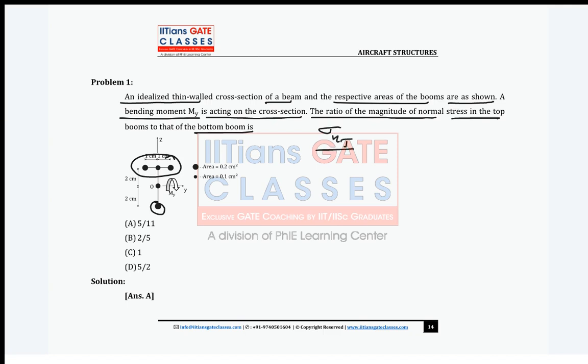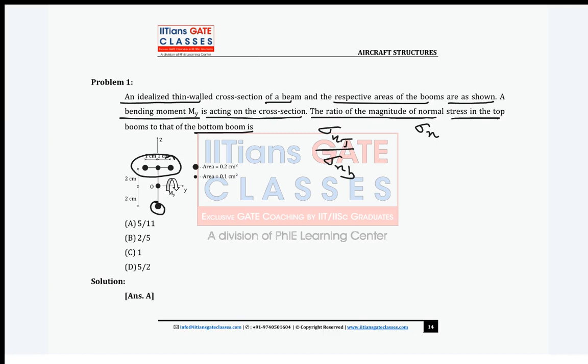So they asked the ratio of sigma x top upon sigma x bottom. Now guys, can anybody tell why I took bending stress as sigma x? Why not sigma z? Mr. Amit, why did I take sigma x here? The given cross section is in the YZ plane, right? That's why my bending stress will act in the X direction. Okay. So guys, be clear.